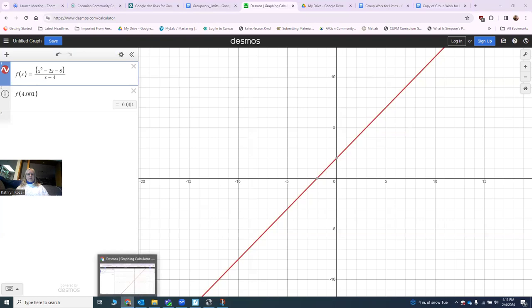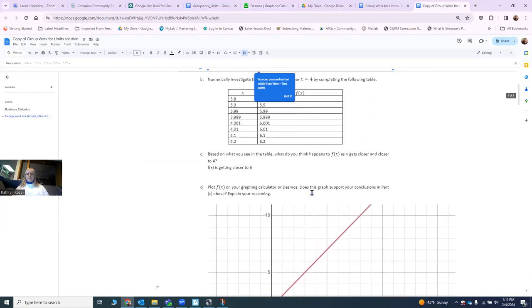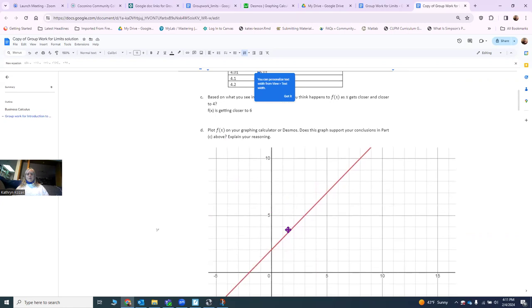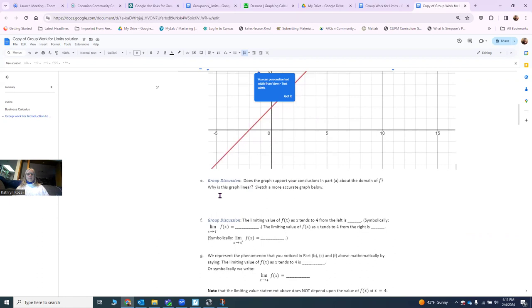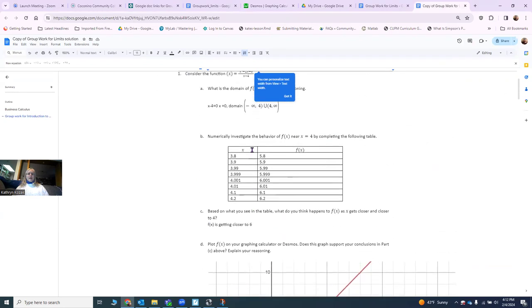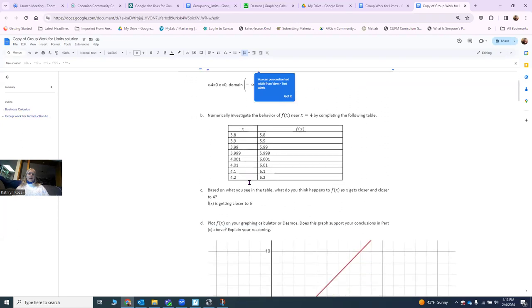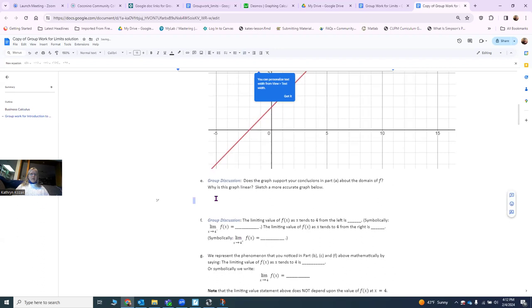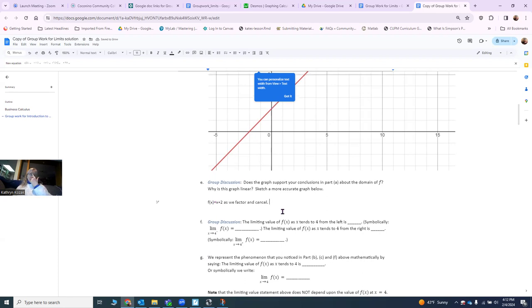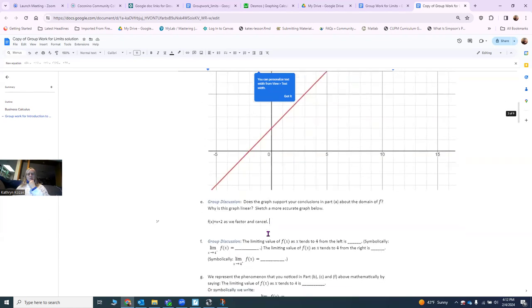Okay, so going back now to this discussion. I'm seeing that it's asking me, does this support your conclusion? And yes, it does, because of what I was just showing you. I am getting closer to the number six. So I wanted to ask then the question is, why is it linear? And the real reason it's linear is if I were to actually factor this numerator and cancel, what I would get is f of x equals x plus two, as we factor and cancel. And f of x equals x plus two is a line. So that's why you see a line there. And that's why it looks like a linear line. It's because you do in fact get x plus two.